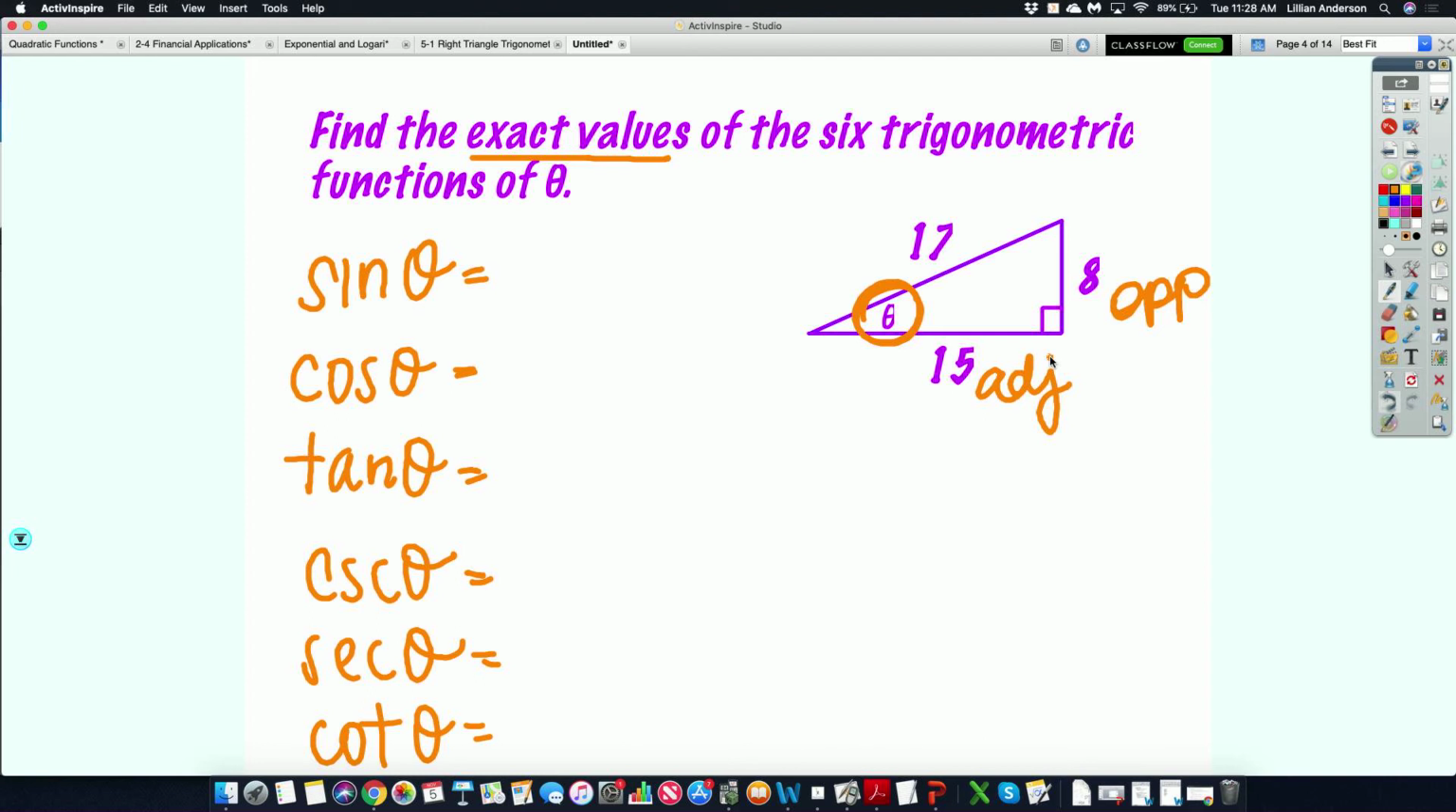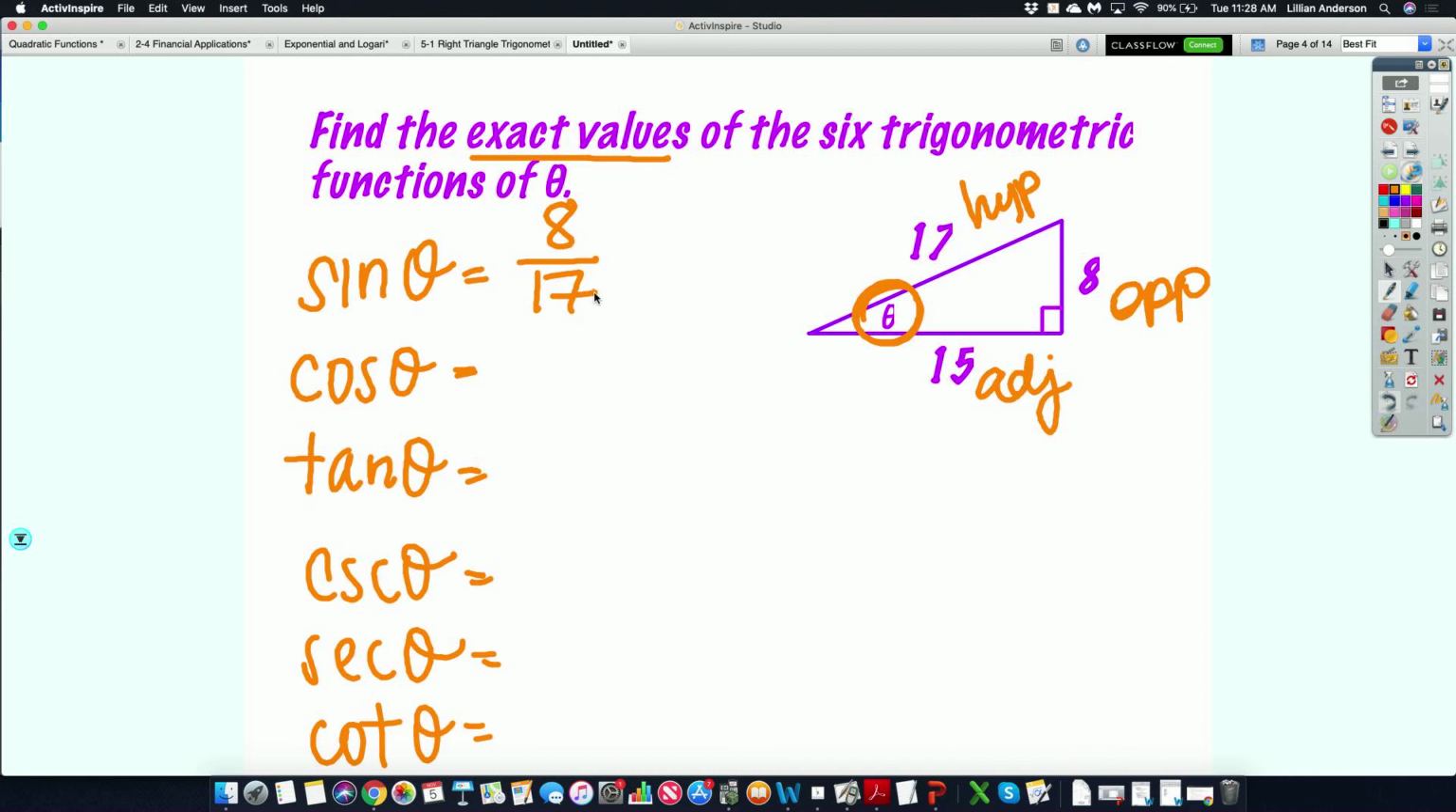Right next to, beside. And then the 17 is the hypotenuse. So if you're able to label your sides and identify what they are, then writing the trig functions will be easy as long as you remember them. Sine is what over what? Opposite over hypotenuse. Our opposite side is 8. Our hypotenuse is 17. And we're done. That's the exact value for sine theta.